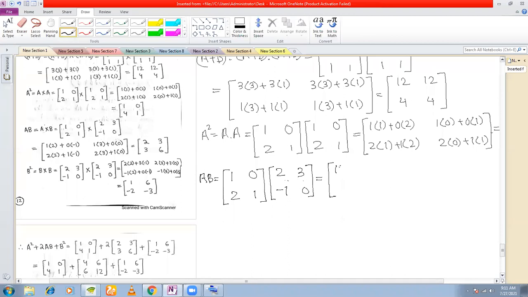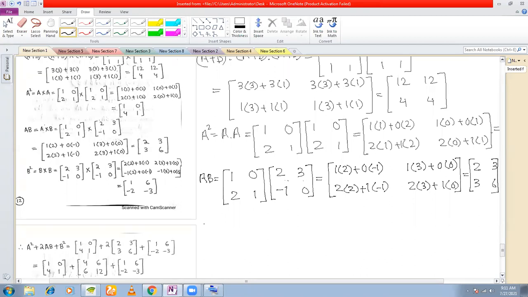AB is: first row, first column, 1 into 2 plus 0 into minus 1. First row, second column, 1 into 3 plus 0 into 0. Next, second row, first column, 2 into 2 plus 1 into minus 1. Second row, second column, 2 into 3 plus 1 into 0. So you'll get here 2, 3, 3, and 6. This is the matrix AB.